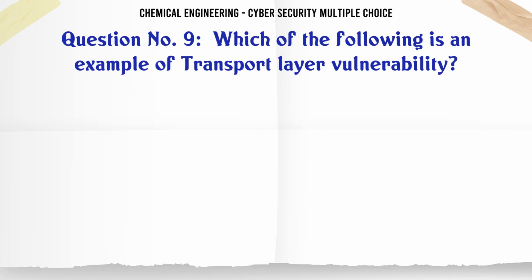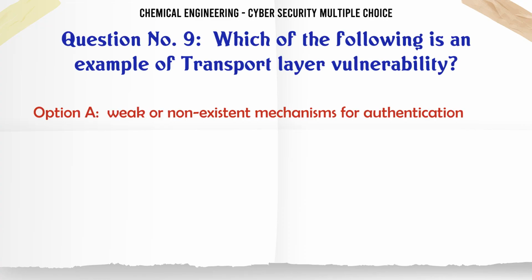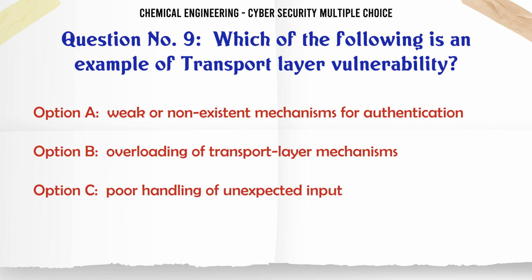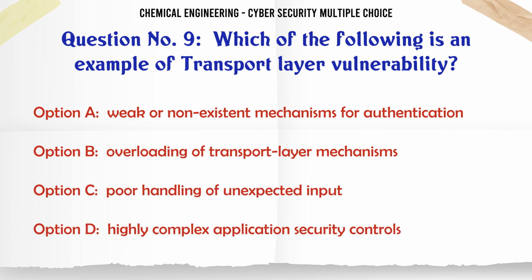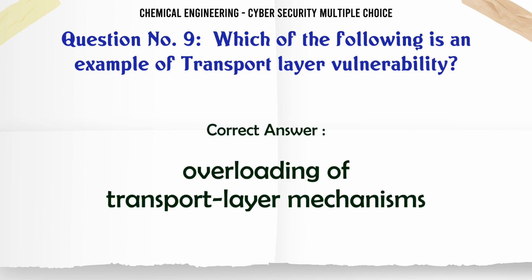Which of the following is an example of transport layer vulnerability? A. Weak or non-existent mechanisms for authentication. B. Overloading of transport layer mechanisms. C. Poor handling of unexpected input. D. Highly complex application security controls. The correct answer is overloading of transport layer mechanisms.